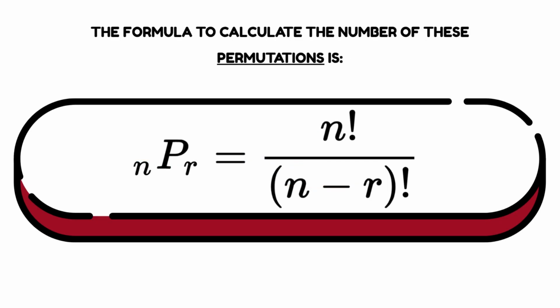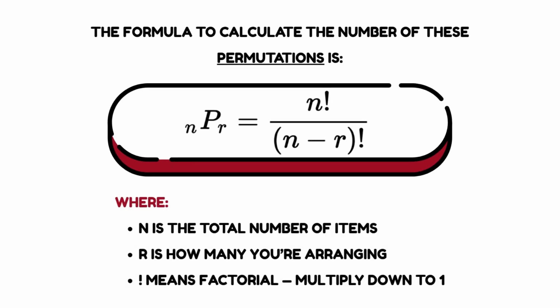So yes, there is a formula for this, which says that permutations is equal to n factorial divided by n minus r factorial. Here, n is the total number of items. R is how many you're arranging, and factorial, which is the exclamation mark, is basically something like if you say 4 factorial, then that means 4 times 3 times 2 times 1. So you just decrease by 1 and you multiply the result. For 5 factorial, it would be 5 times 4 times 3 times 2 times 1, and so on.